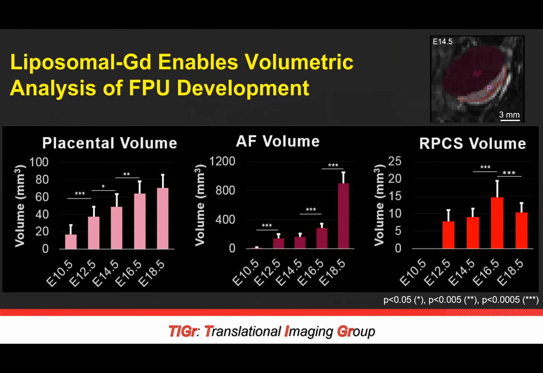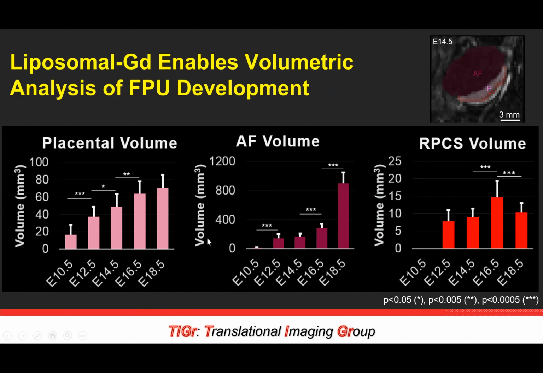Using our segmentation method in ITK-SNAP, we were able to get volumes for the placenta, amniotic fluid, and retroplacental clear space. No real surprises for the amniotic fluid. It shows just a huge amount of growth near day 16 and 18, near the end of term. Whereas in the placenta, interestingly, it showed increased volume development through the first 4 time points, whereas at day 18 it was not significantly different from 16, which might indicate that there's less development, or it's fully developed at that point. Though more research would have to be done to actually determine if that's true or not.